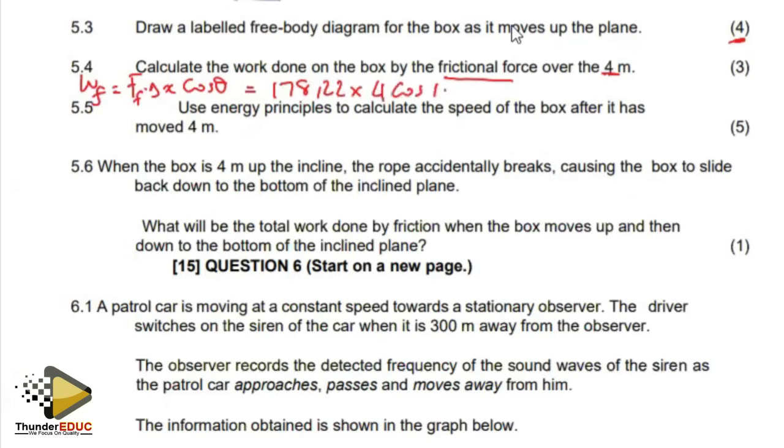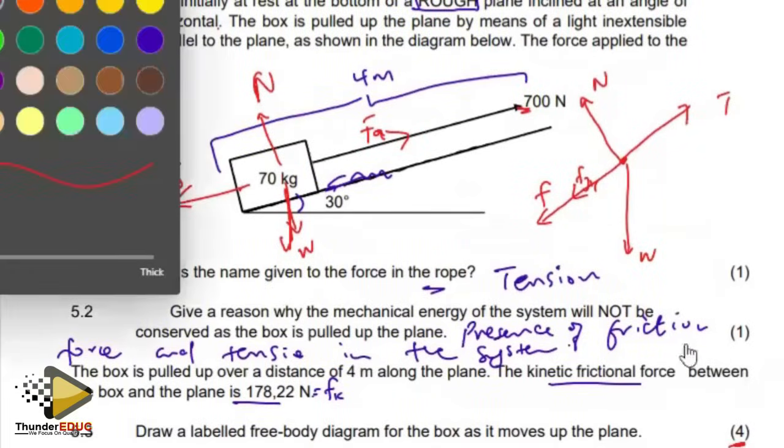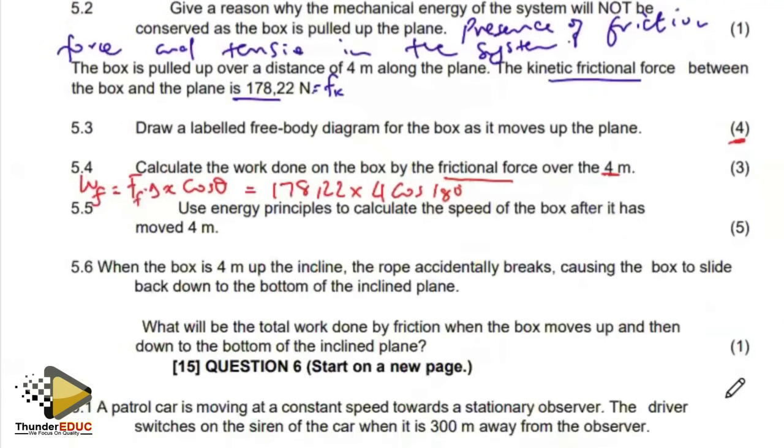And then I'm going to use the cos of 180. Why are we using 180? We know that the object is moving up the incline. So up the incline will be our reference point, which is 0. But then frictional force is acting in the opposite direction, which means it's acting at an angle of 180. That's why I'm using cos 180.